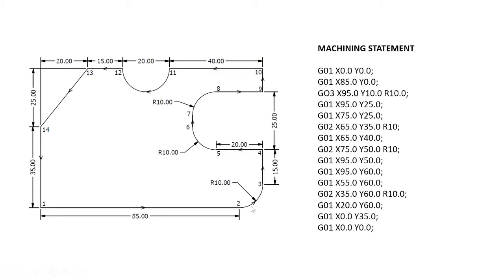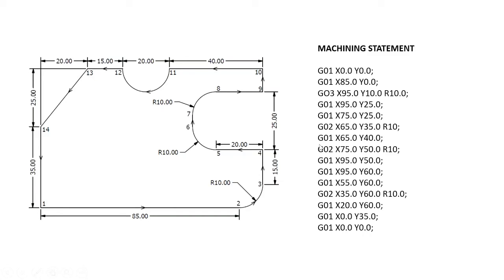For block 4, it's G01, moving upwards, so there's no move left or right, so X is still the same, Y is 25. For block 5, it is G01 and X is 25, Y is 25. And for block 6, we have clockwise rotation. The code is G02 and X is 95 and Y is 35 and the radius is 10.